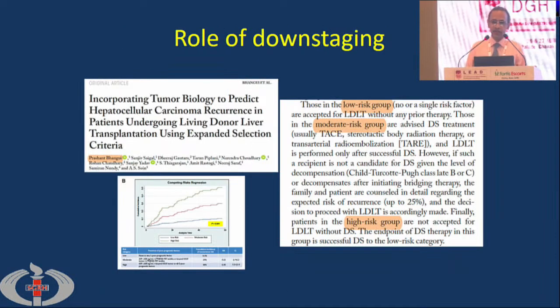Then there's now good evidence from India on the role of downstaging. This is the study from Dr. Prashant Bangui's group. Dr. Soin was just here. He had presented this.